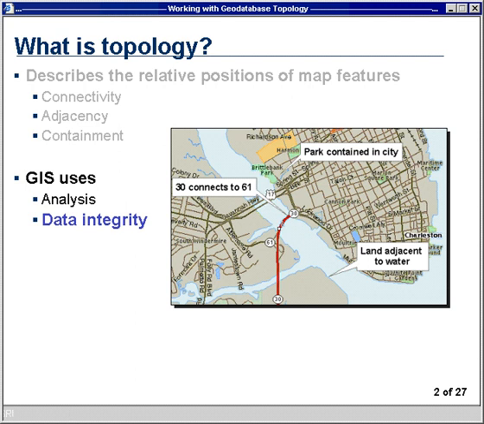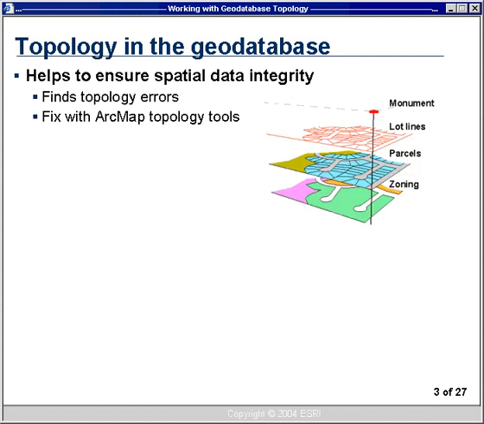The big thing you have with geodatabase topology is that you are able to maintain your data integrity by setting up a geodatabase topology. So let's go ahead and talk about topology in the geodatabase. It helps ensure spatial data integrity. You can set up a number of user-defined rules, and this in turn will find or discover topology errors. You can fix some of these topology errors with tools that are in ArcMap, and we'll talk more about this in topic 3.